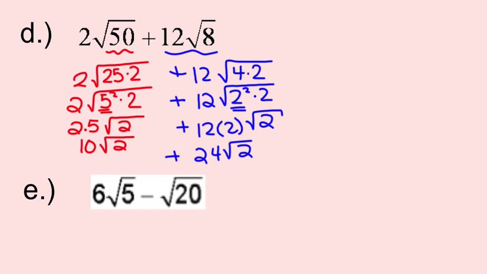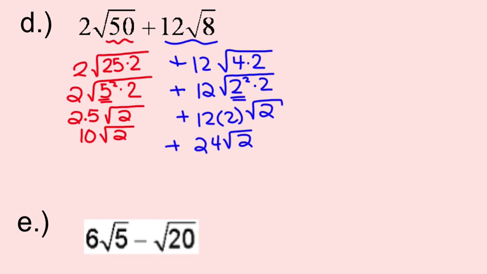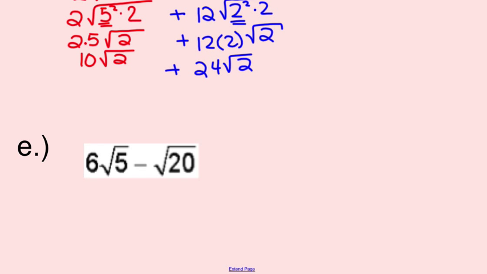All right, I'm just going to split this down a little bit here. Can you add these two radicals together? Are they alike? 10 square roots of 2 plus 24 square roots of 2. Yes. 10 plus 24 is 34. And then your radical is coming along for the ride as square root of 2.